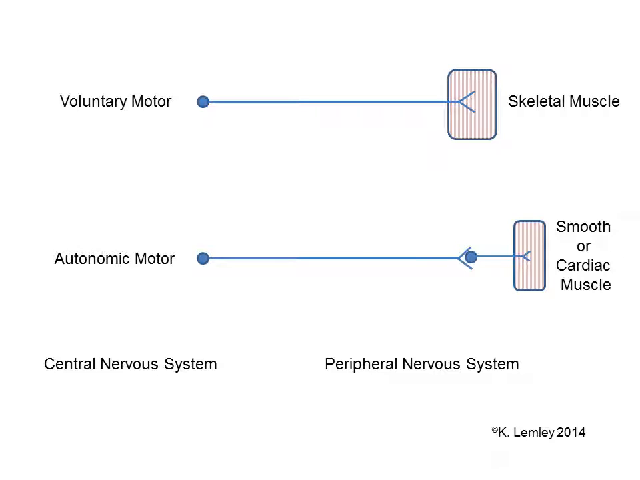Here we can see representations of the two subdivisions of the motor system. In voluntary motor, we have a single neuron whose cell body is in the central nervous system and goes into the peripheral nervous system to innervate the skeletal muscle. In the autonomic nervous system, we have one neuron whose cell body is in the central nervous system, but when it enters the peripheral nervous system, it synapses on a second neuron, and it is the second neuron that is going to innervate the smooth or cardiac muscle.